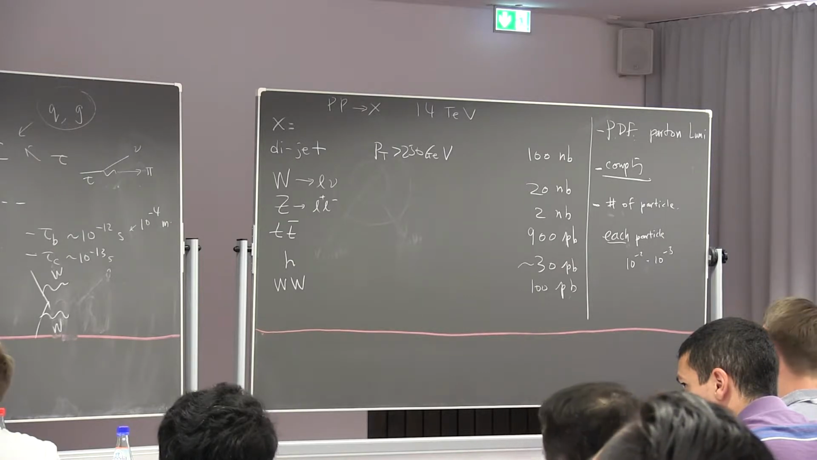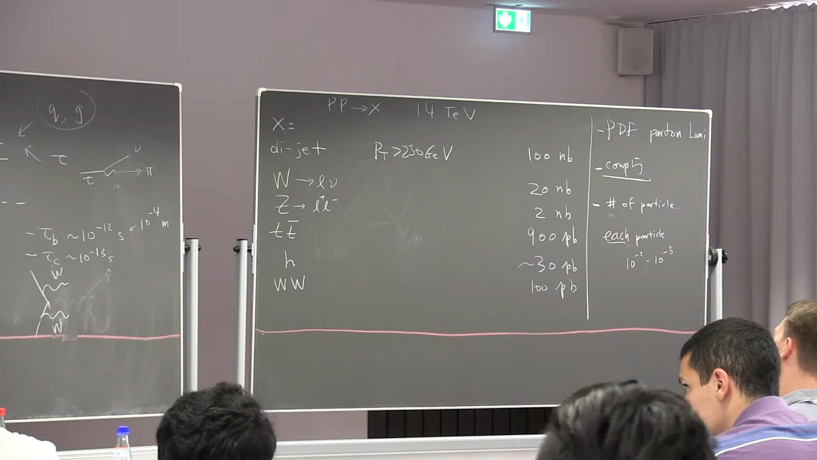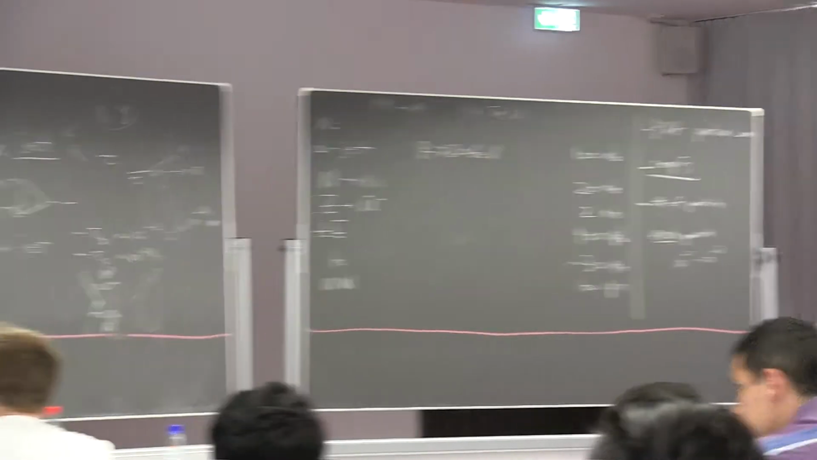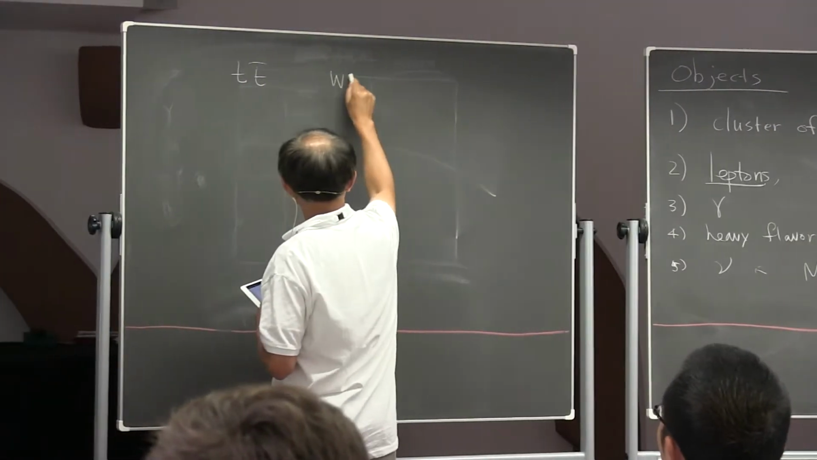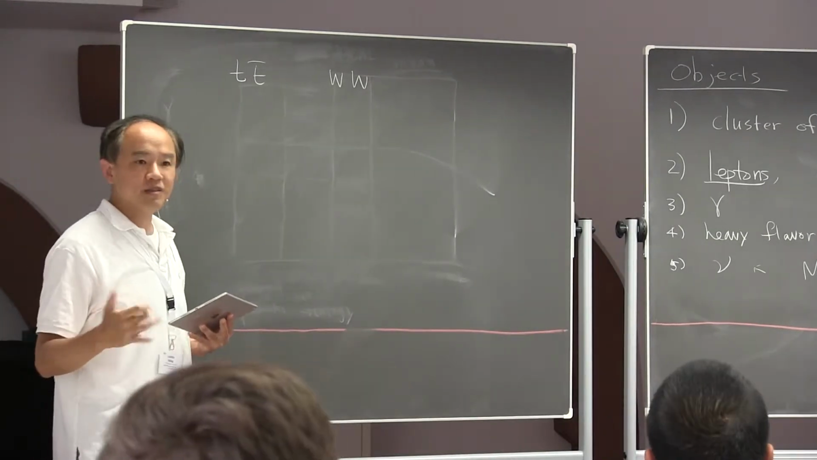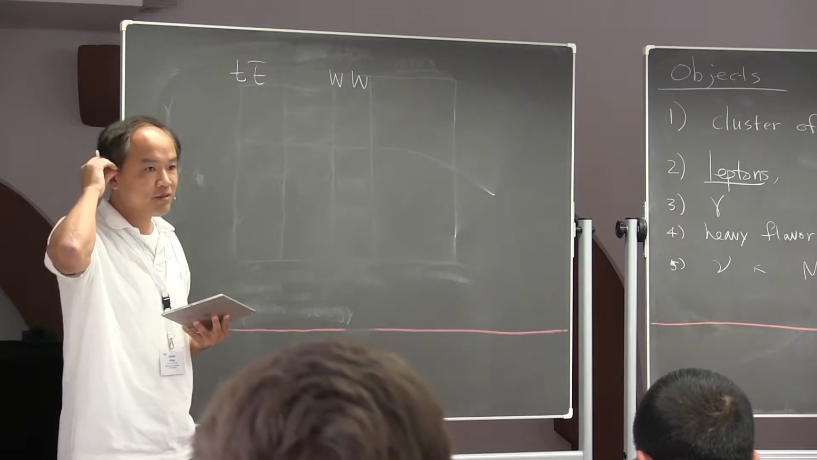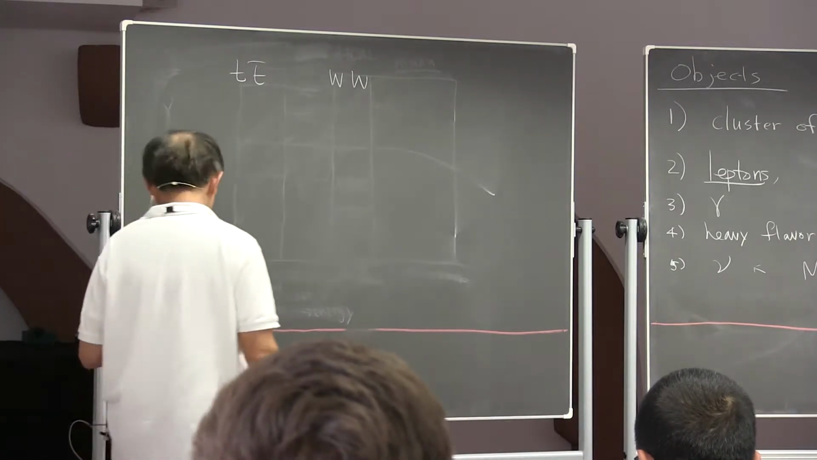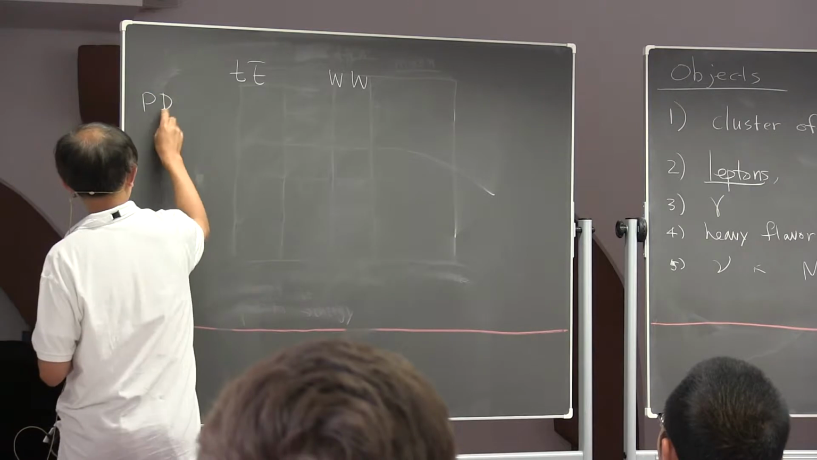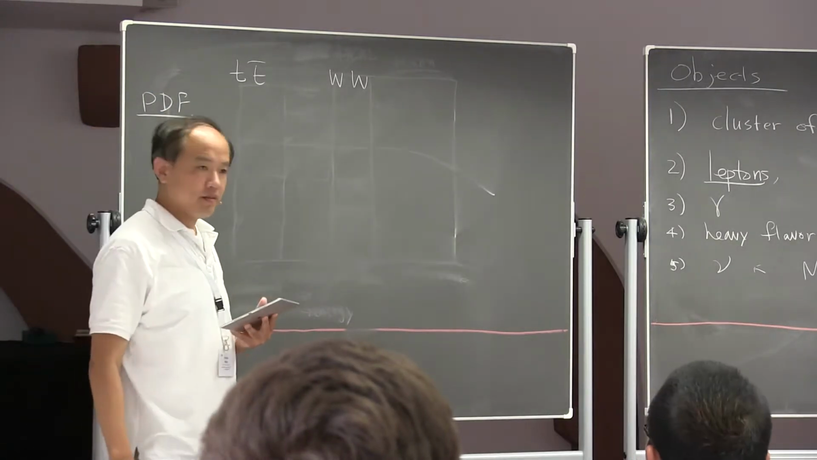First, let's understand TT bar versus WW. You can do some of this yourself, but I'm just going to sketch it. It's two-body versus two-body, so the phase space factor is similar. At least we don't have to worry about that. But there is a PDF difference.